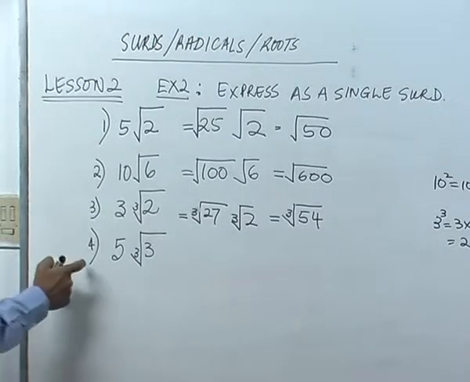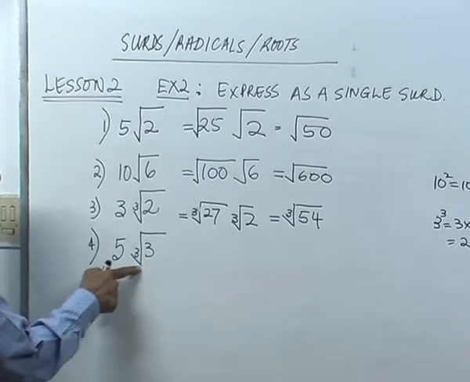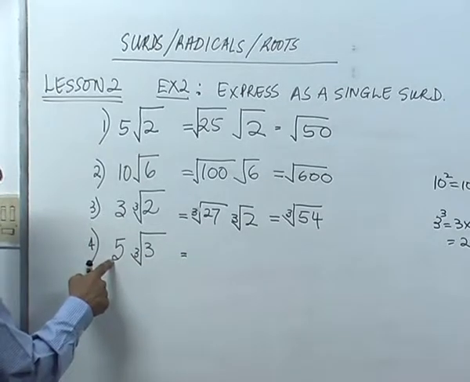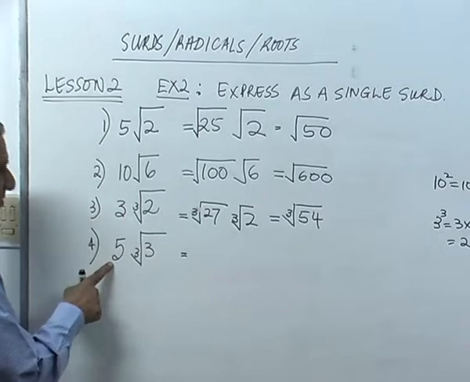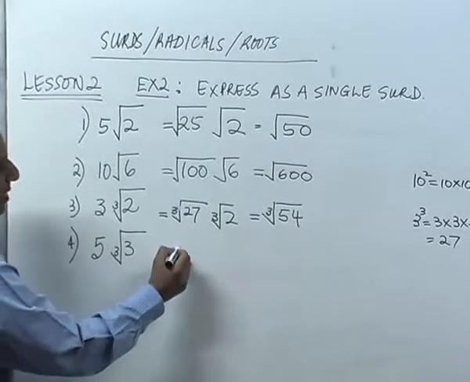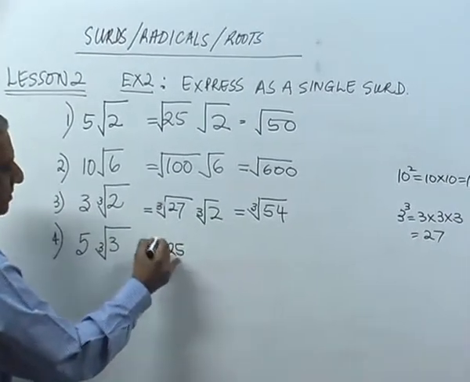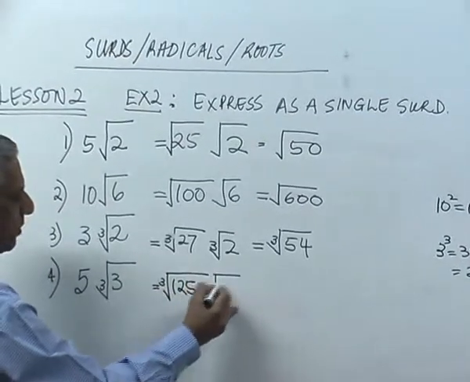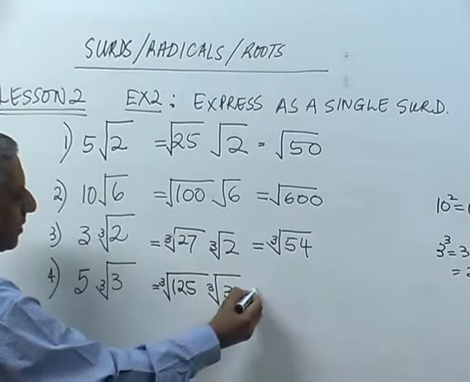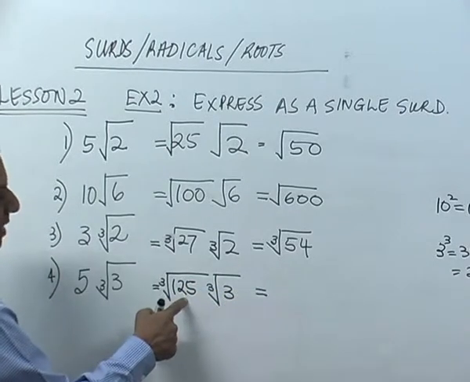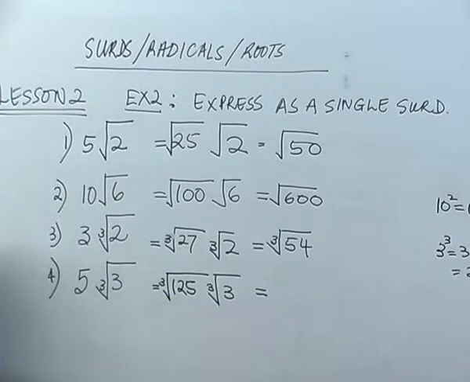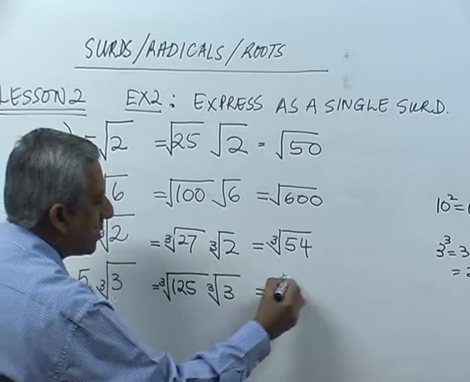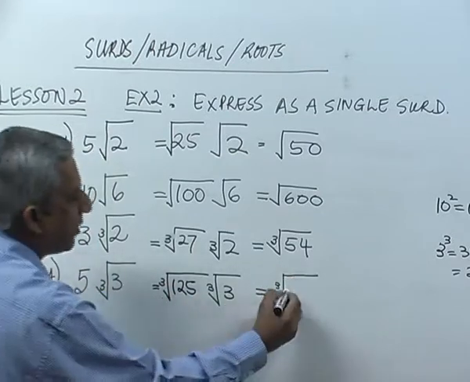And finally number 4, once again study the sign. It is cube root. Therefore I have to cube the 5. 5 times 5 times 5, which gives me 125. Cube root 3. And now these two numbers have to be multiplied. 125 times 3, which will give me cube root. 125 times 3 will be cube root of 375.